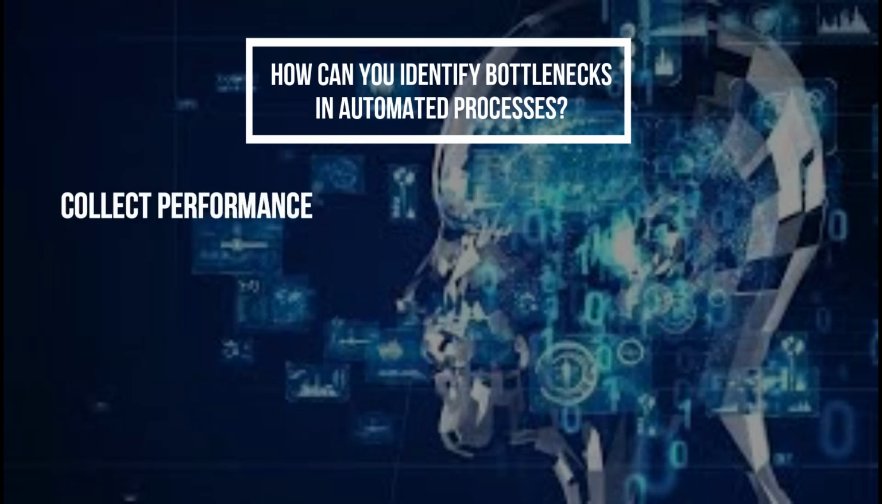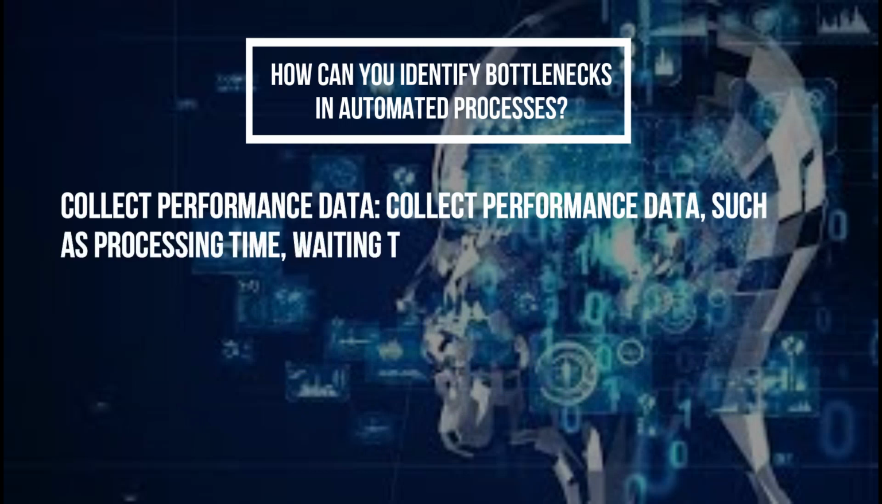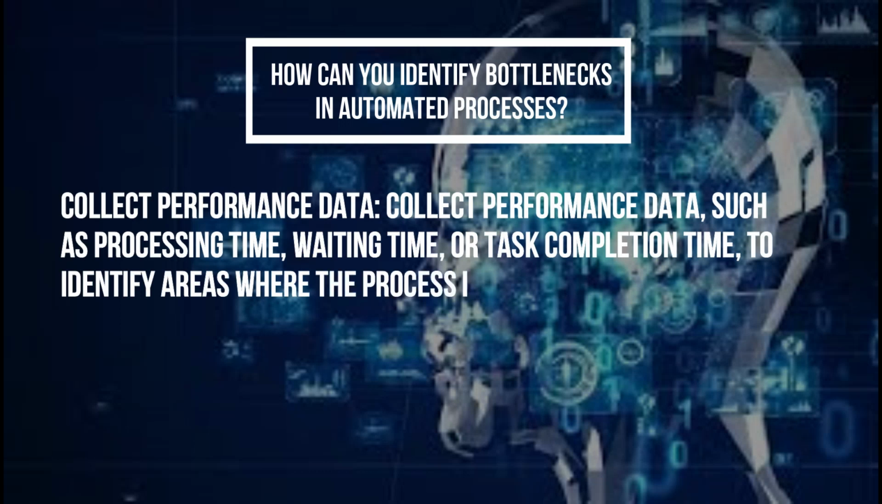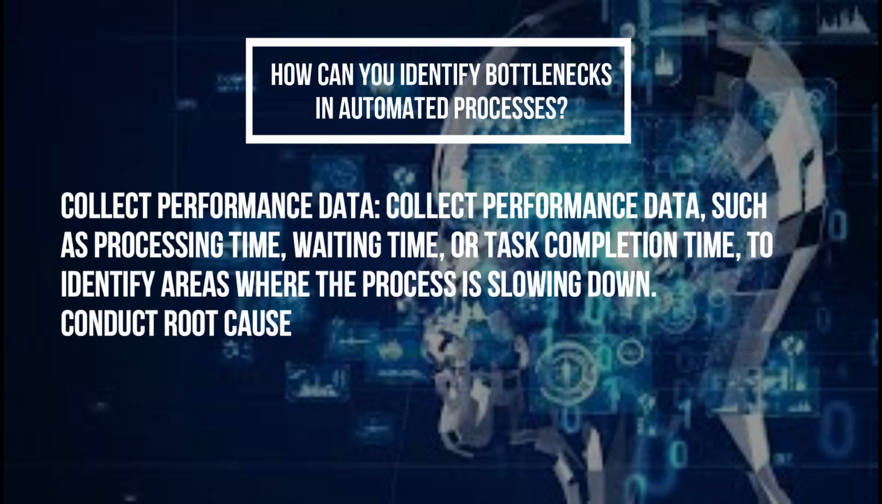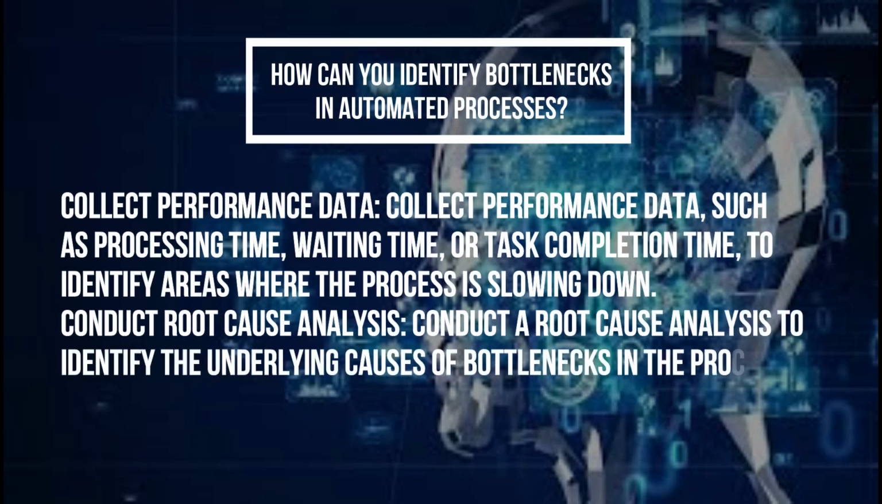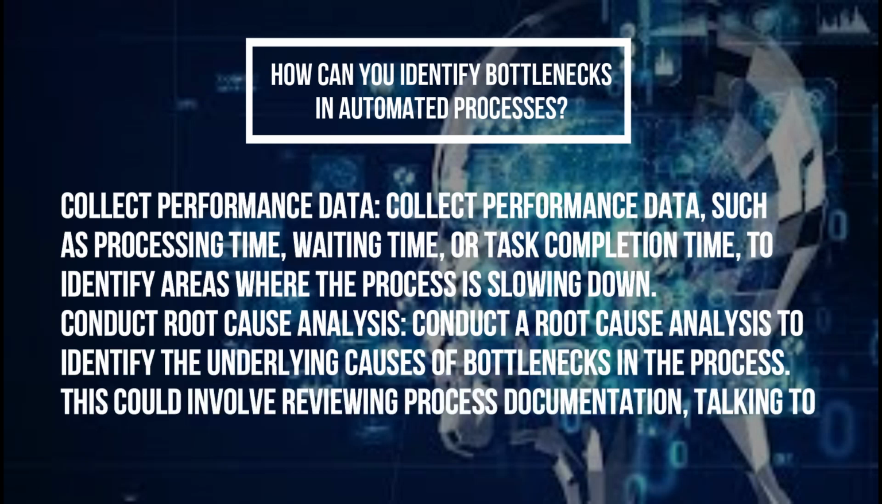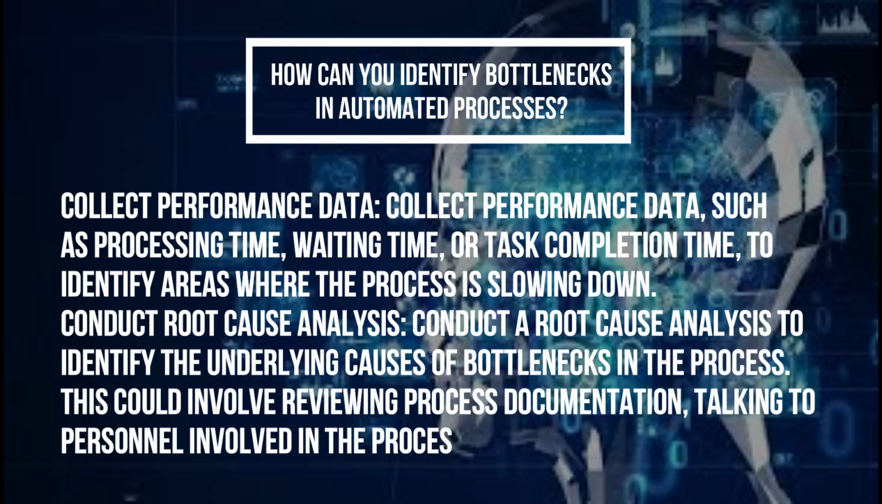Collect performance data. Collect performance data, such as processing time, waiting time, or task completion time, to identify areas where the process is slowing down. Conduct root cause analysis. Conduct a root cause analysis to identify the underlying causes of bottlenecks in the process. This could involve reviewing process documentation, talking to personnel involved in the process, or using data analysis tools.